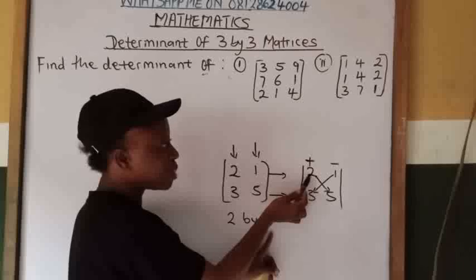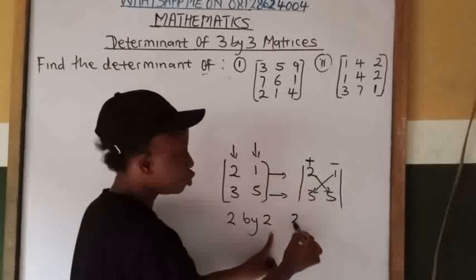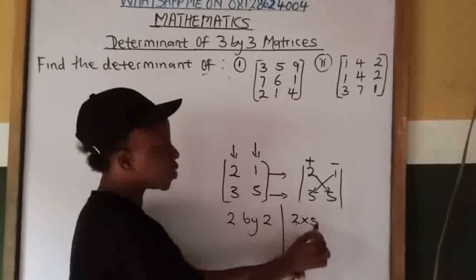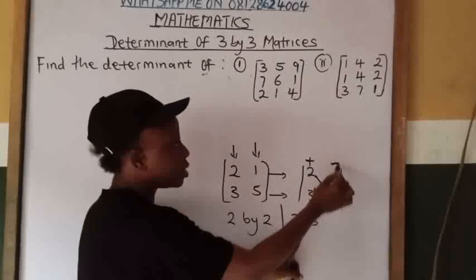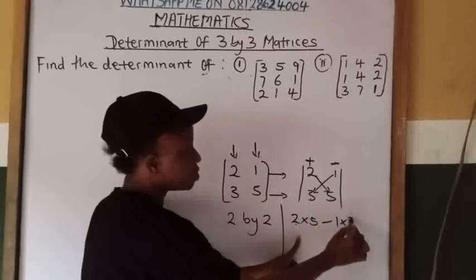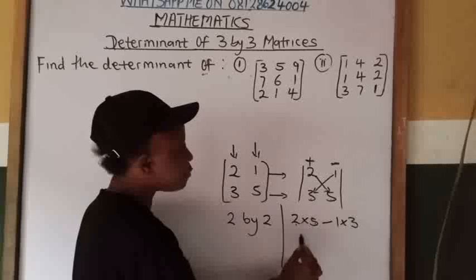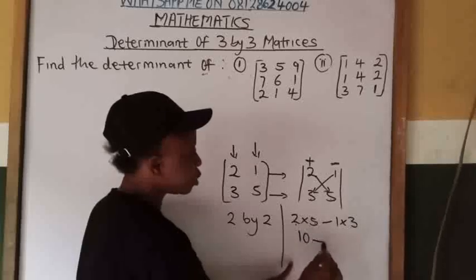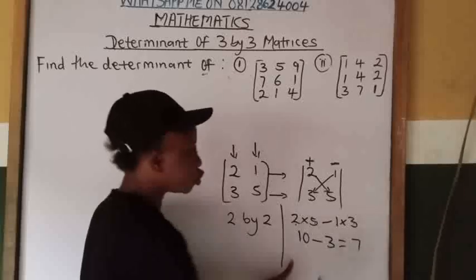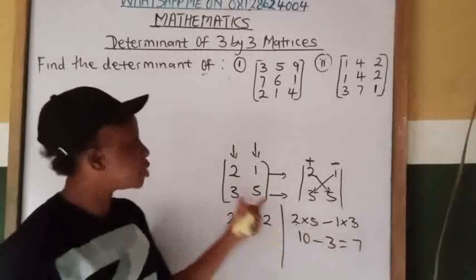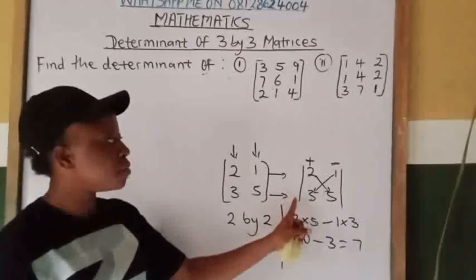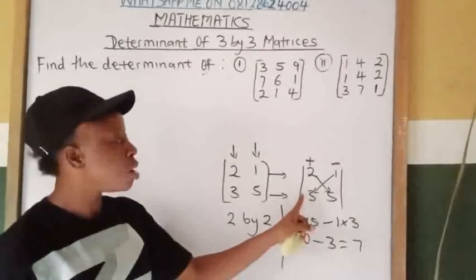So you take this number 2 times 5. Don't forget that this 2 is positive. So 2 times 5, then followed by this minus, minus 1 times 3. 2 times 5 will give you 10, then minus 1 times 3 will give you 3, equal to 7. So the determinant of this matrix is equal to 7. That's about 2 by 2 matrices.